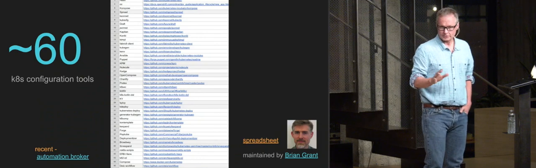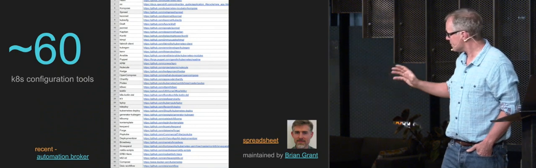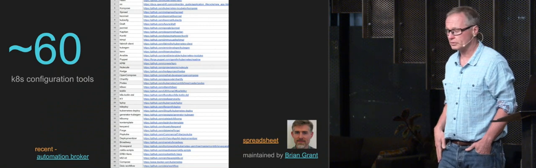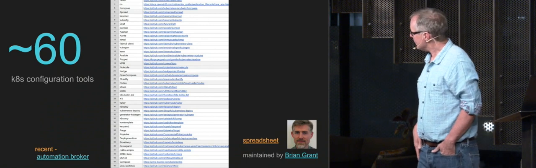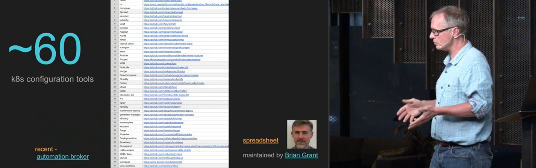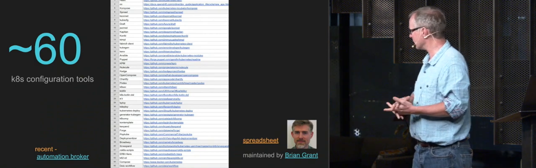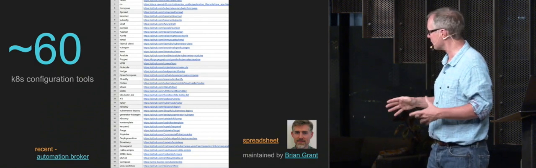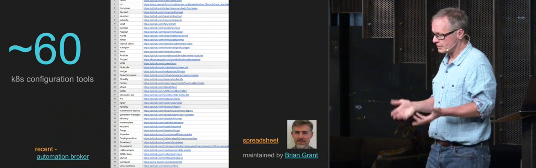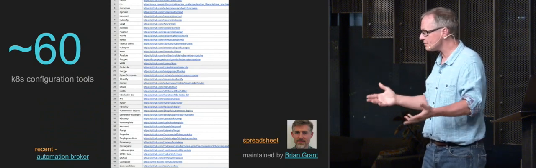This is a spreadsheet which you're not meant to be able to read, and this is actually only a section of the spreadsheet. This is maintained by Brian Grant, who is one of the founders of Kubernetes, and he's a principal engineer at Google. And he took it on himself to try to collect all of the tools that were being used to configure Kubernetes. He's been building this up over the last couple of years, and it's up to about 60 now. I'm not sure if he's still actively maintaining it. But it's interesting that there are this many alternatives to try to do something which ostensibly maybe isn't so complex.